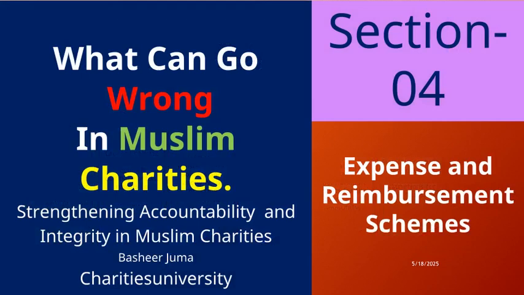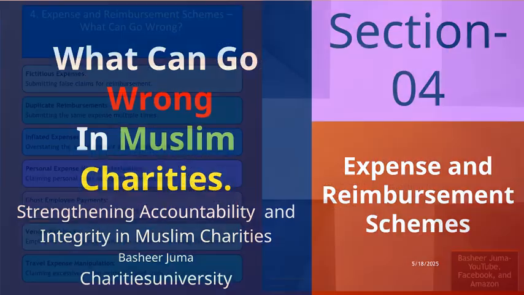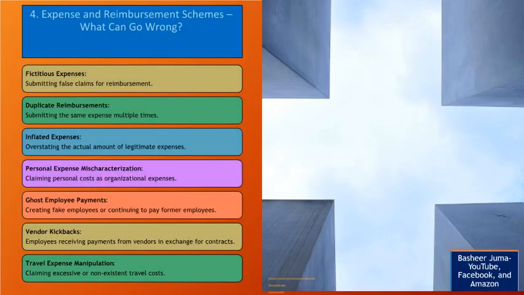Section 4. Expense Reimbursement Schemes. What can go wrong? Fictitious expenses. Submitting false claims for reimbursement. Duplicate reimbursements. Submitting the same expense multiple times. Inflated expenses. Overstating the actual amount of legitimate expenses.